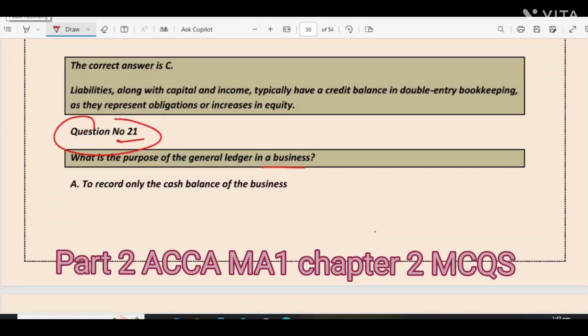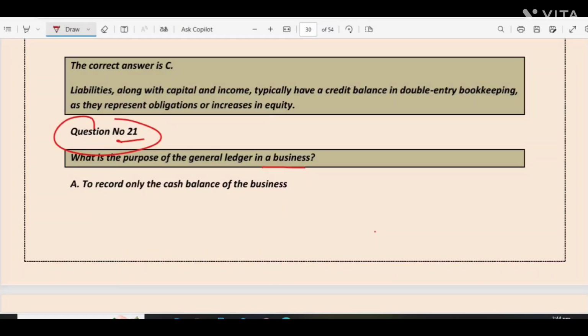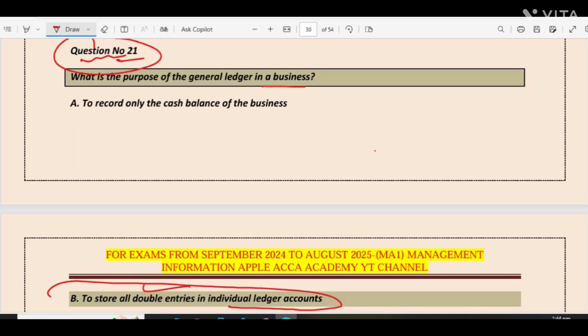So, okay, guys, now we have to discuss MCQs number 21, and we have to move fast because these are straightforward MCQs. When there's some difficulty, I will take time here, but otherwise I will go for the straight move. Now, what is the purpose of general ledger in a business?